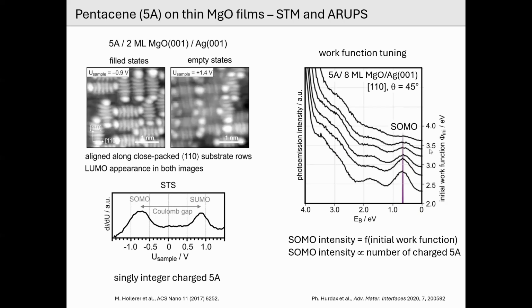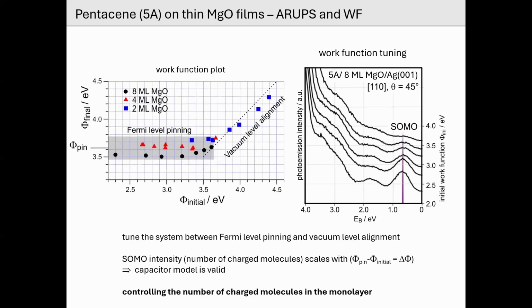So we started at a very low work function, 2.3 eV, and increased the work function of magnesium oxide silver actually up to 4 eV. But you see a gradual decrease of the intensity of this emission feature, the SOMO feature. And the intensity is basically proportional to the number of charged molecules we have on the surface. So over a wide range of work functions, we gradually change the number of charged molecules in our system. You also see here that the position is constant, which means that we are in a Fermi level pinned region.